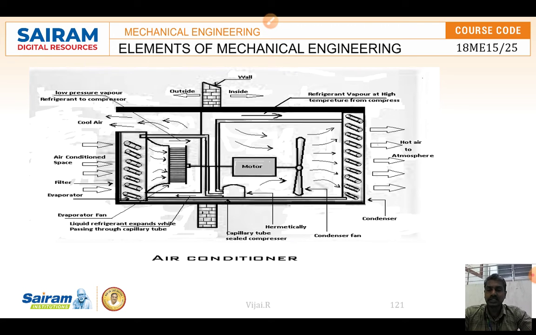You can see in this sketch, the left side is the room side and the right side is the outside of the room. It consists of a motor and blowers. When the blower rotates, it sucks the air from inside the room, and it passes through the evaporator. When it comes through the evaporator, it takes the heat of the air and the refrigerant becomes vapor.